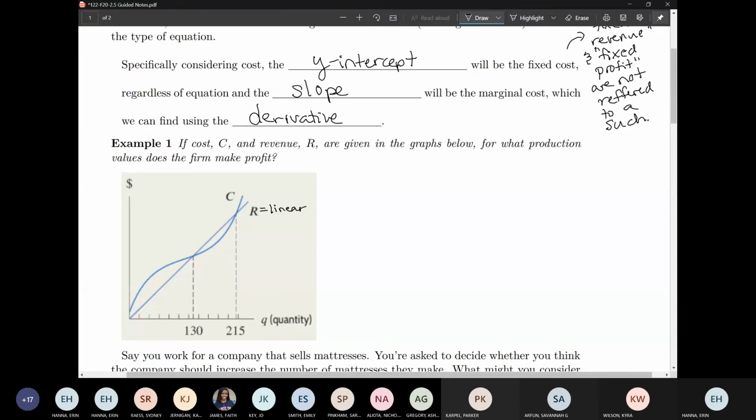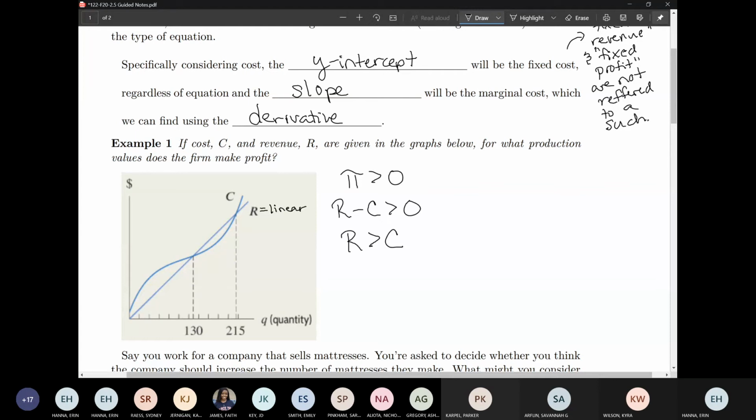So for what production values does the firm actually make profit? Well, can anyone tell me what they think would need to happen for them to make profit? How we would want to compare revenue to cost? Exactly. Revenue would be higher than cost. Because of math, I actually have no idea who said that, but good job. So if you think about it, if we want profit to be positive, but profit is revenue minus cost, if I add cost over to the other side, then revenue must be greater than cost.